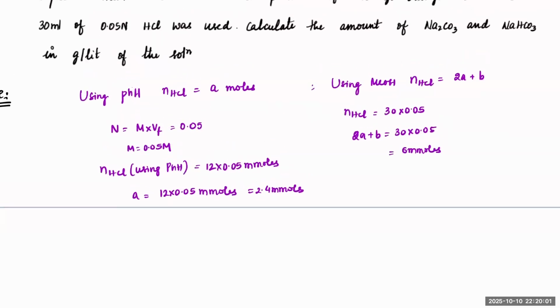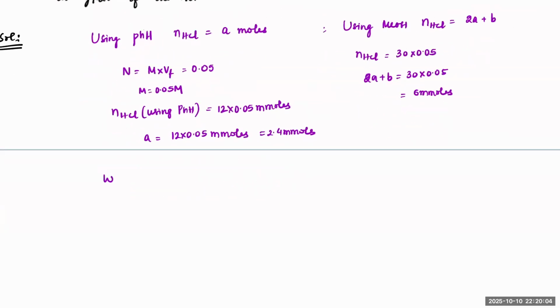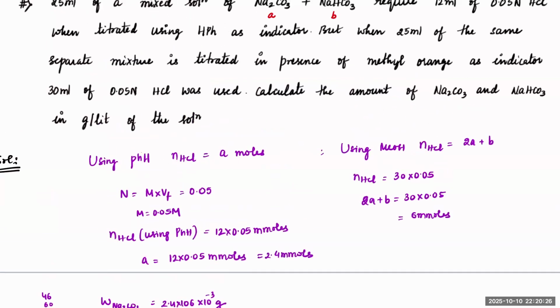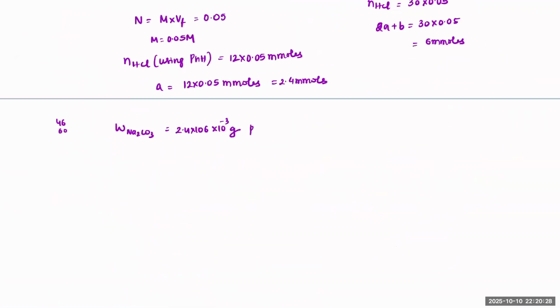Check, everybody. So we got the number of moles. So what is the weight of Na2CO3? Na2CO3 is 46 plus 60, so 106. Molar mass is 106. So 2.4 into 106 into 10 raised to power of minus 3 grams are present in how many? 25 ml. So if 25 ml has this much, so 1 liter will have how much, beta?